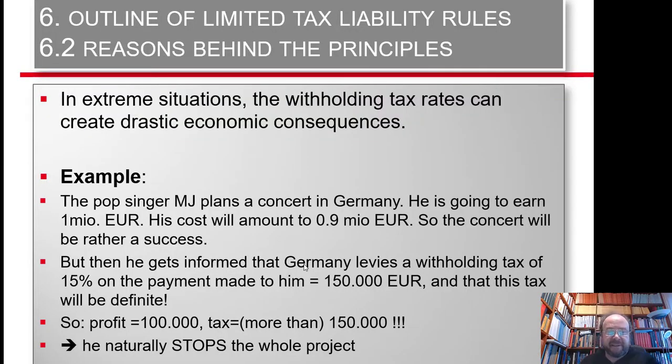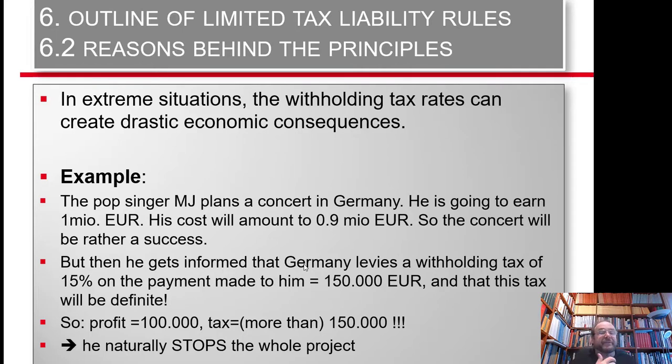Now you must see that in extreme or in certain situations at least, that withholding tax regime can create drastic economic disadvantages or consequences. Imagine there was a certain amount of years ago a pop singer who planned a concert in Germany. He was going to earn 1 million euro. That was not the real figure, but I choose that figure to simplify life. His cost, let's imagine, will amount to 900,000 euro. So the concert will be rather a success.